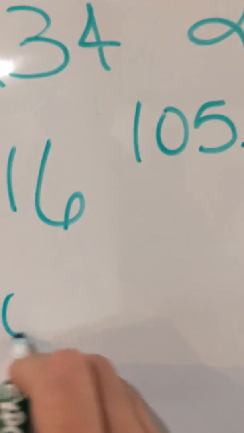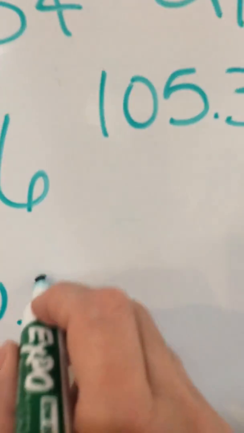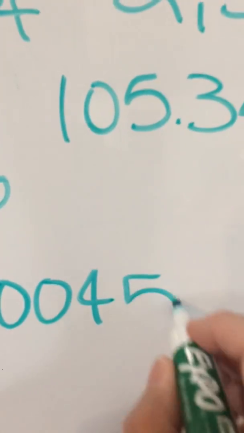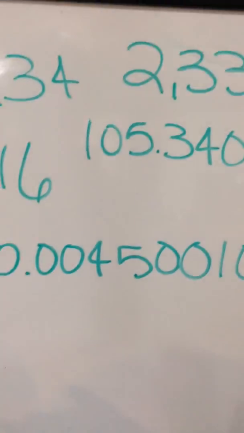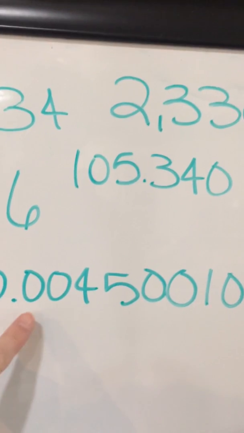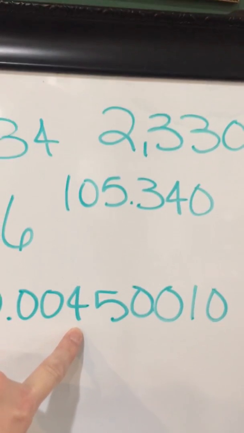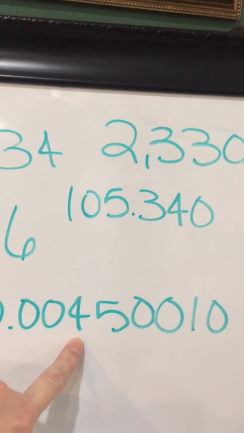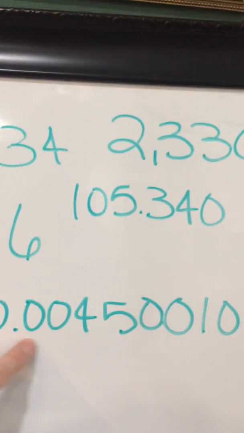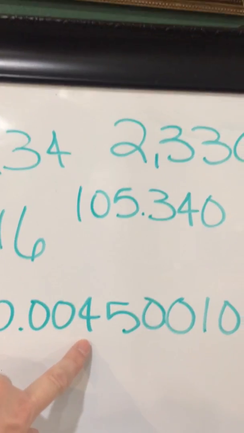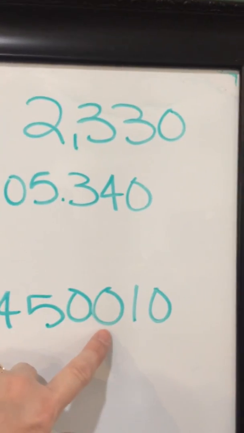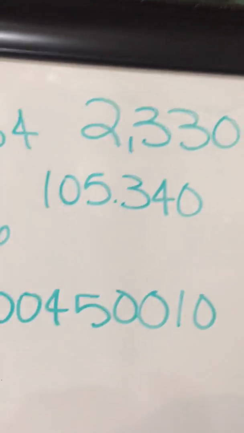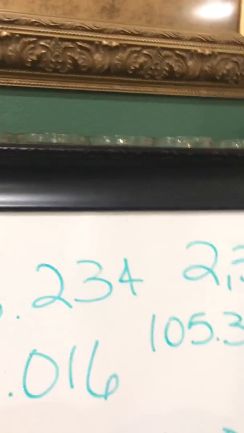D says 0.0045 0010. Okay, now rule number 2 that we haven't done, all zeros in front of the first non-zero significant figure do not count. So none of those count. We start right here. But all of these, because it's behind the decimal, will count. 1, 2, 3, 4, 5, 6. That one has 6.